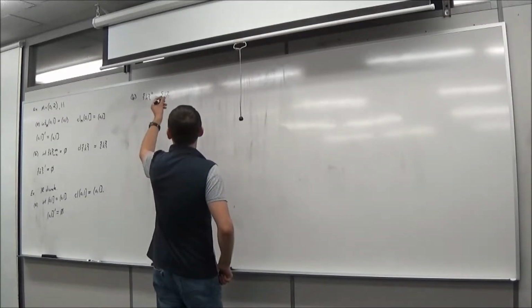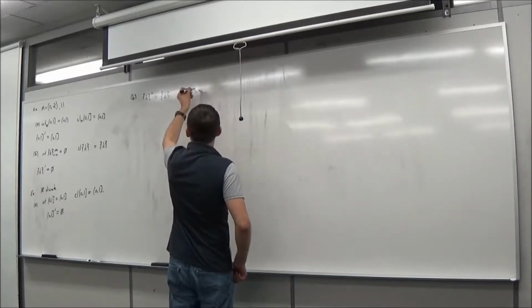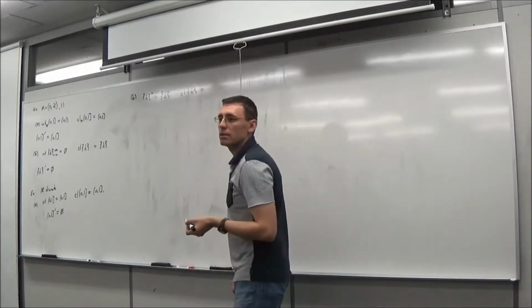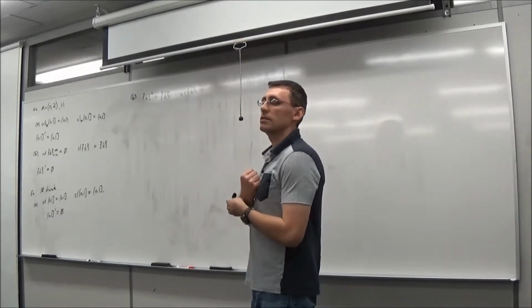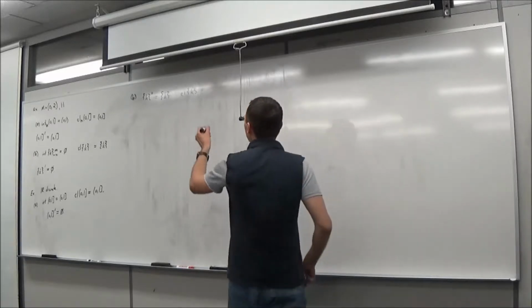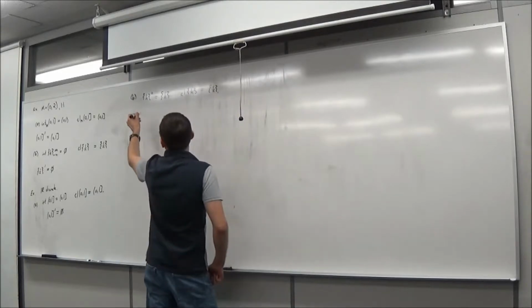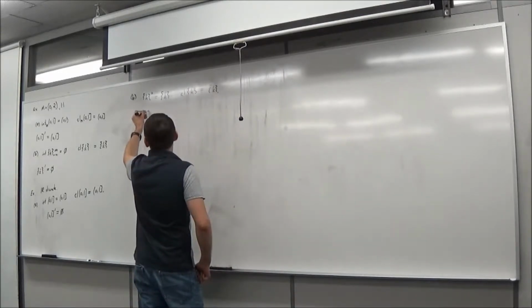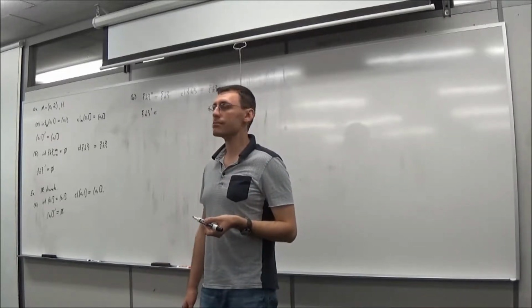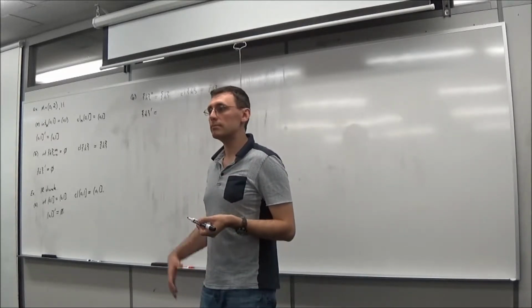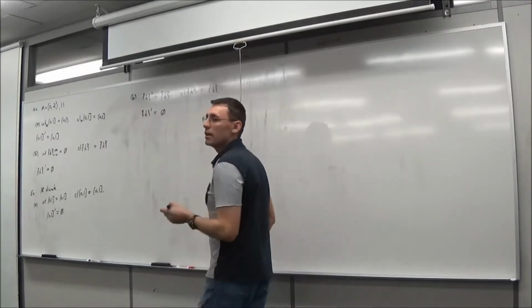The closure of 1 over n is... what's the closure? The same. Same. What are the limit points of 1 over n? None. Empty. Good?